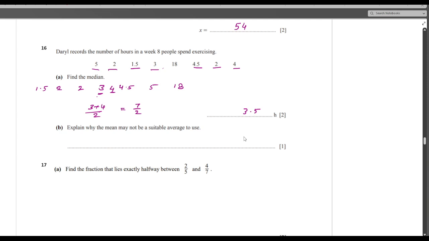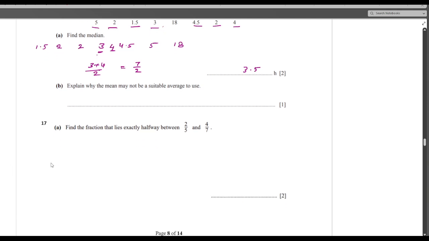Explain why the mean may not be a suitable average to use. Now if you see all the numbers, your 18 is far away from other numbers. So 18 is the reason we should not use the mean. The mean is a better solution when all the numbers are more or less equally spread.